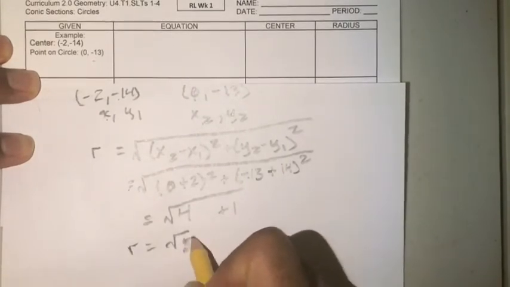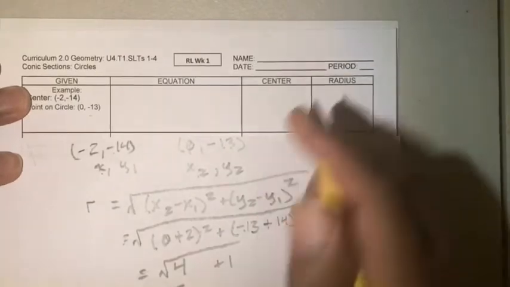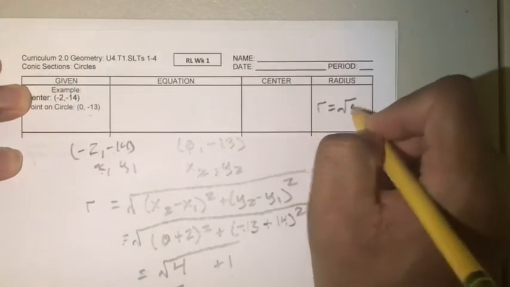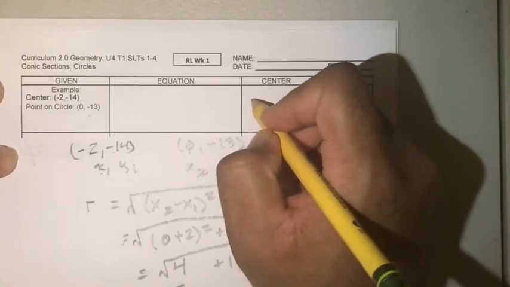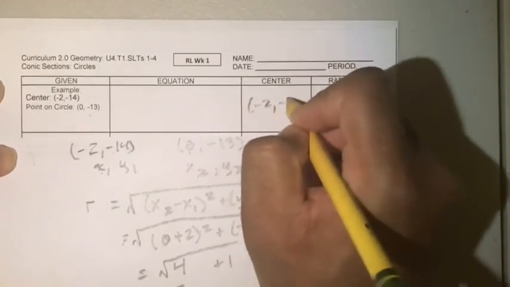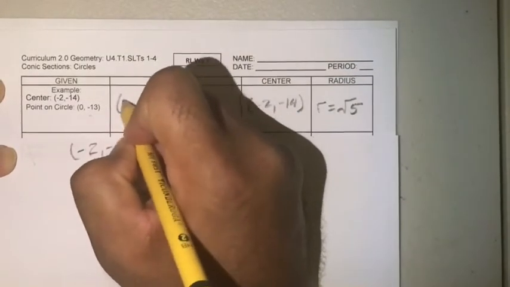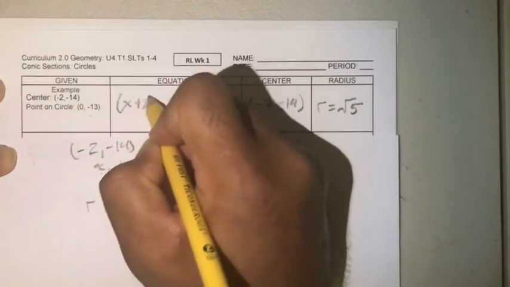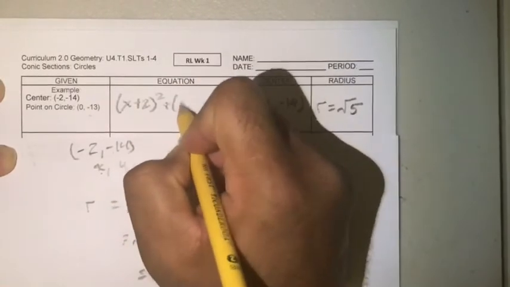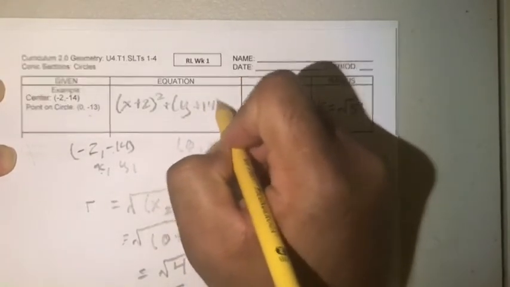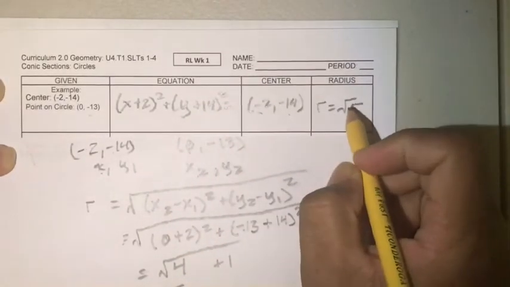Now don't be concerned about the fact that this is a radical. This is what we were looking for. So the radius is the square root of 5, and our center is -2, -14. Now let's write the equation. x minus the negative is plus 2, plus y minus a negative, it's plus 14, squared, equals.